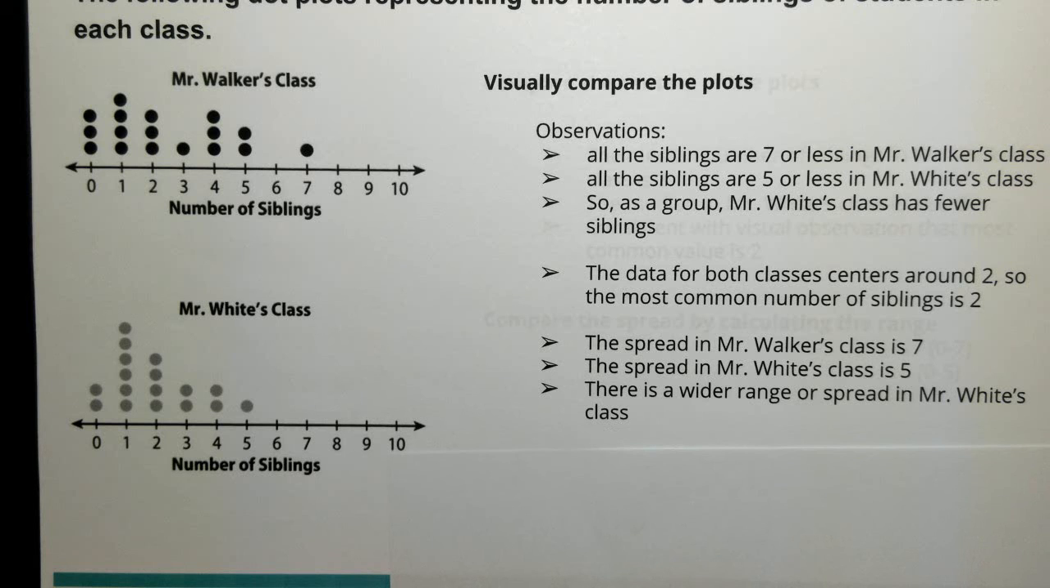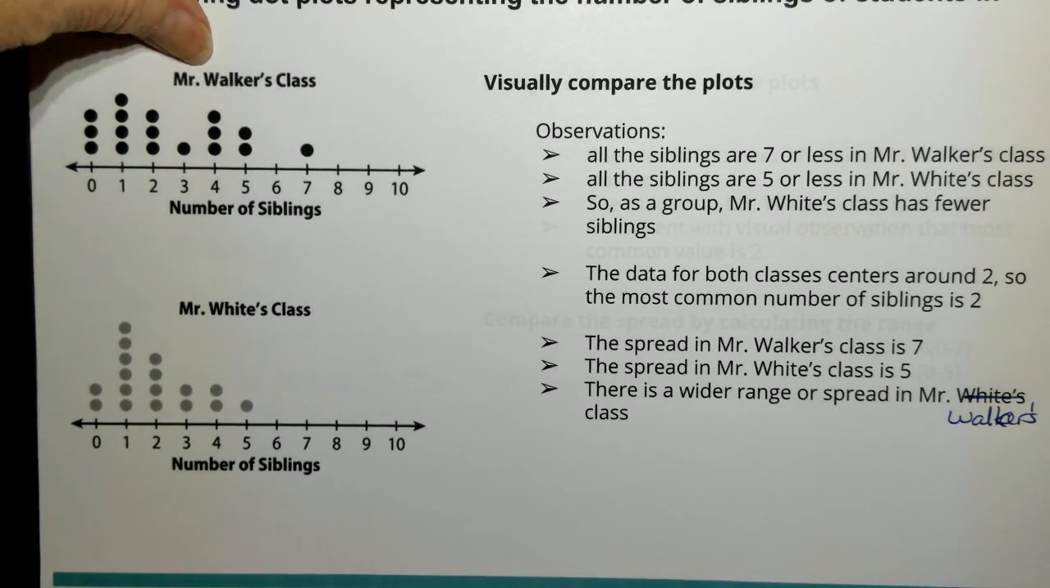And then the last one, let's look at the spread. The spread in Mr. Walker's class is 7, from 0 to 7, and the spread in Mr. White's class is 5. So there is a wider range or spread in Mr. Walker's class. On your final paper it will be corrected, but in fact Mr. Walker's class has a wider spread. Now let's look at that numerically.